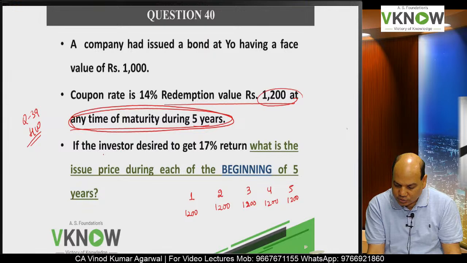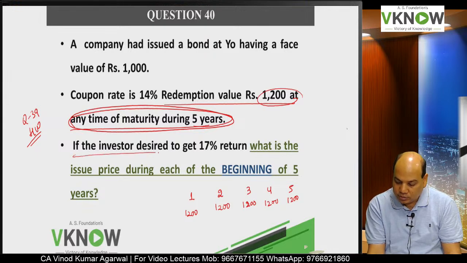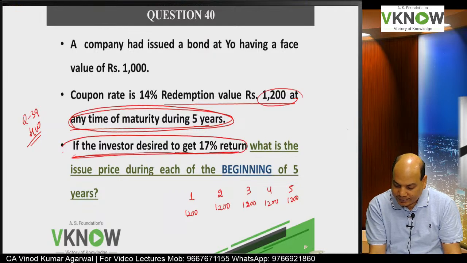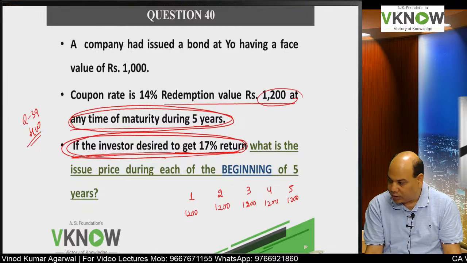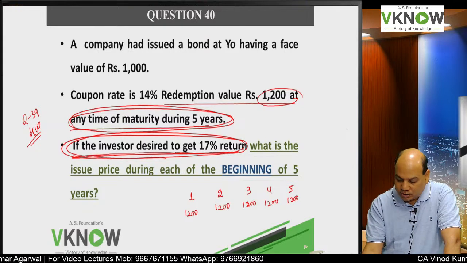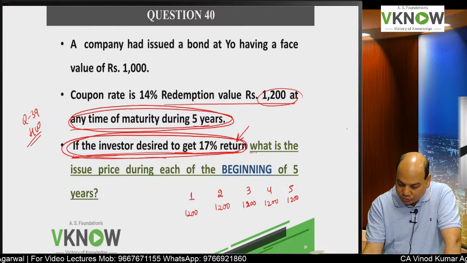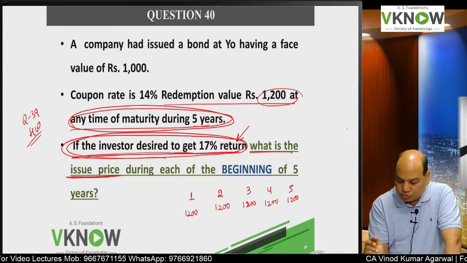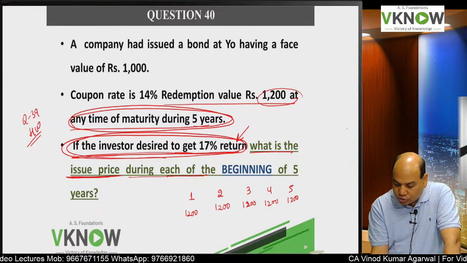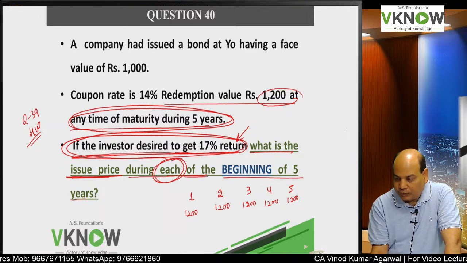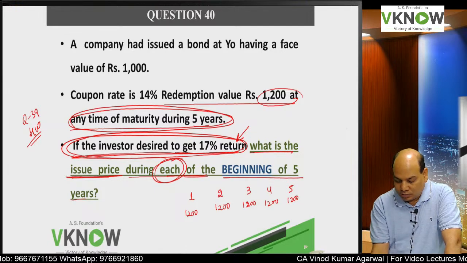Now the question says, if the investor desires to get 17% return, that means required rate of return is 17%. This is the discount rate. What is the issue price during each of the beginning of 5 years? Very easy question.